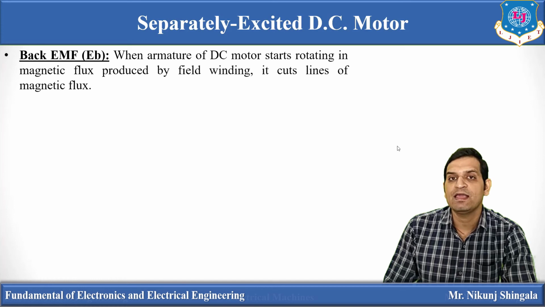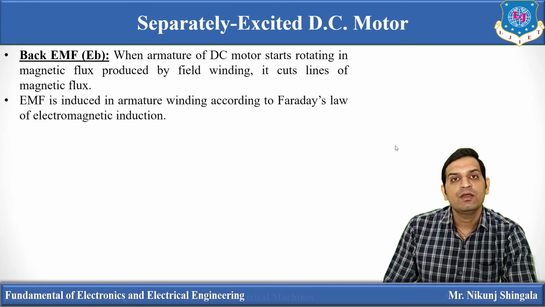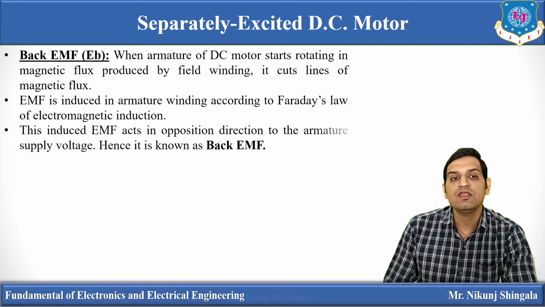So first one is the back EMF. Now when the armature of a DC motor starts to rotate, it will cut the magnetic flux produced by the field winding. And as the magnetic flux is cut by the armature winding, EMF is induced in the armature winding according to Faraday's law of electromagnetic induction. Now this induced EMF acts in the opposite direction to the armature supply voltage according to Lenz's law, because according to Lenz's law, induced EMF opposes the cause of its production. The cause of production of induced EMF in the armature winding is the supply voltage across the armature winding.